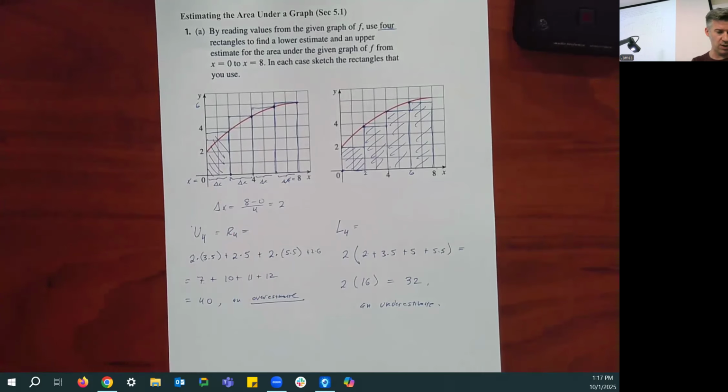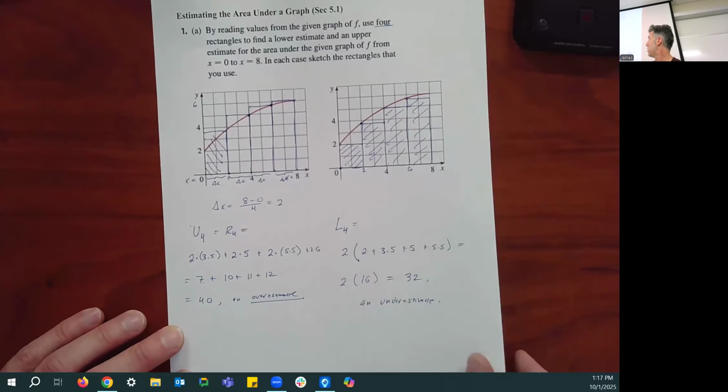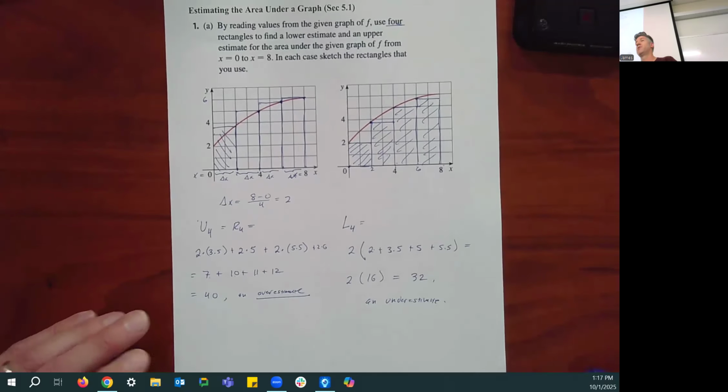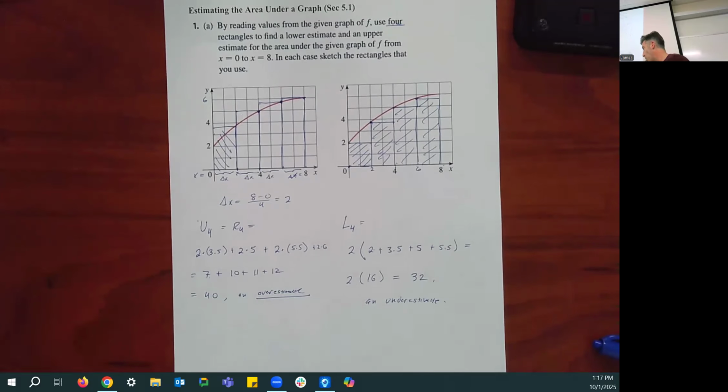Let's see, what else? Sure, we could do one more. Yeah, let's look at this. So we've got another example that's kind of different in nature. I should slow down for a second. Let me pause. Any questions about this?